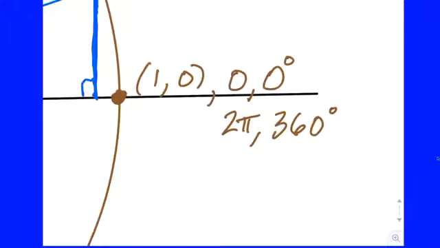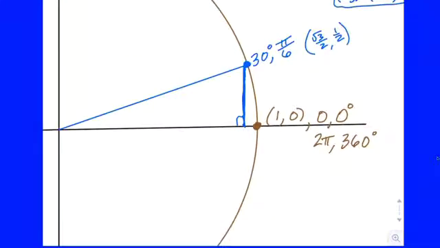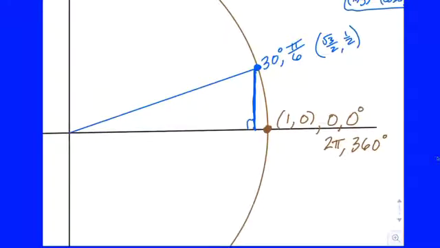What do you think the cosine of 0 is? 1. That's correct. What's the sine of 0? 0. You're correct. What's the cosine of 360 degrees? 1. What's the sine of 2 pi? 0. Yep. We're getting there.